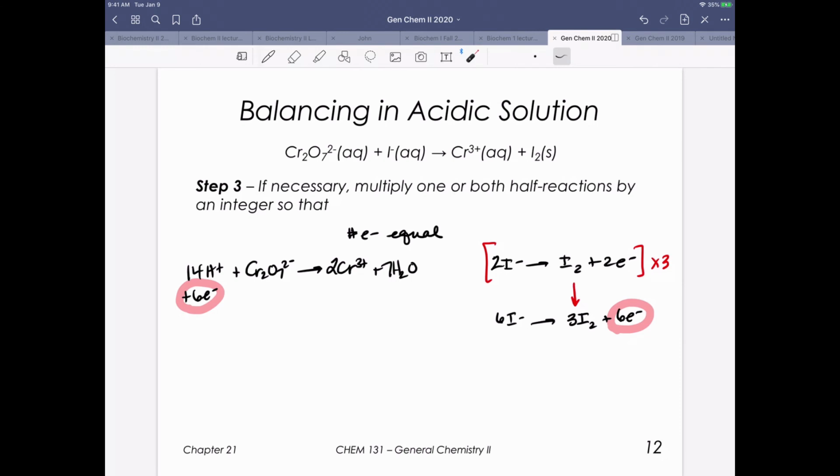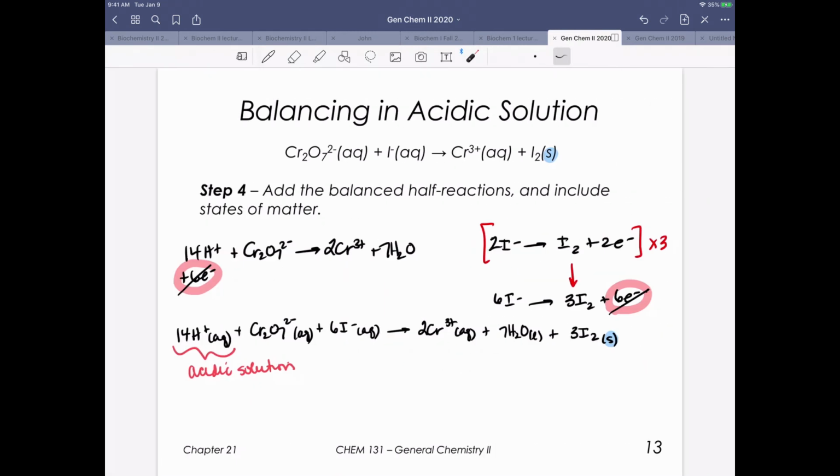All right, so the third step then is to think about multiplying one or both half reactions by an integer if necessary, so that the number of electrons that are gained in my reduction reaction equals the number that are lost in my oxidation half reaction. So in this case, I have to scale this guy up by 3 so that I've got 6 electrons that are being lost in my oxidation reaction equal to 6 electrons that need to be gained in my reduction half reaction. So not a lot really involved in this step other than checking and making sure that I've got a balance between the number of electrons lost and the number of electrons gained.